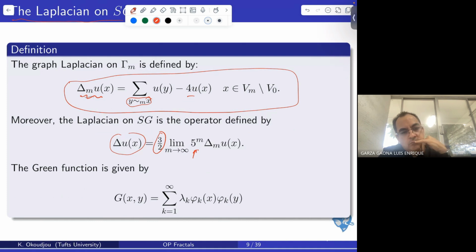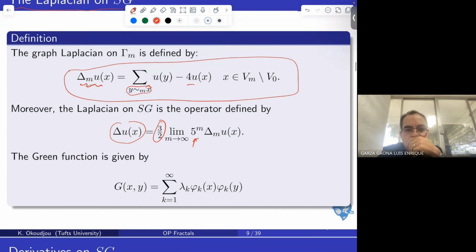So another talk will be to talk just about the Laplacian on the Sierpinski gasket. The way I define it here is going to be a non-positive operator. It's going to have a discrete spectrum, and it's going to give you an orthonormal basis of eigenvectors, especially if you put a Dirichlet boundary condition.